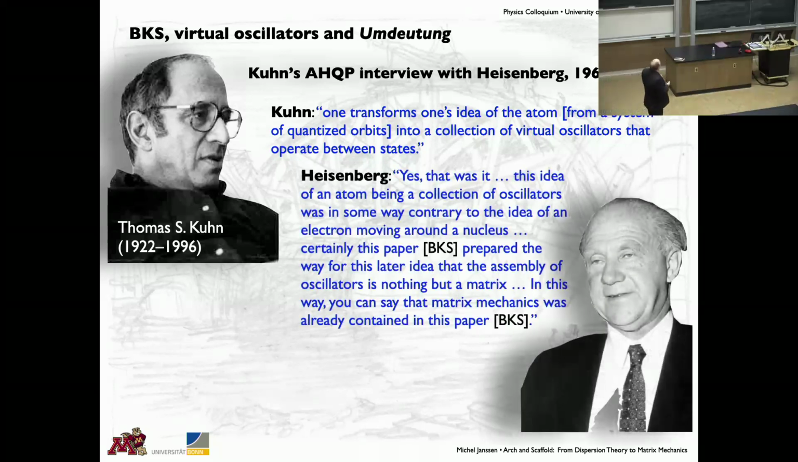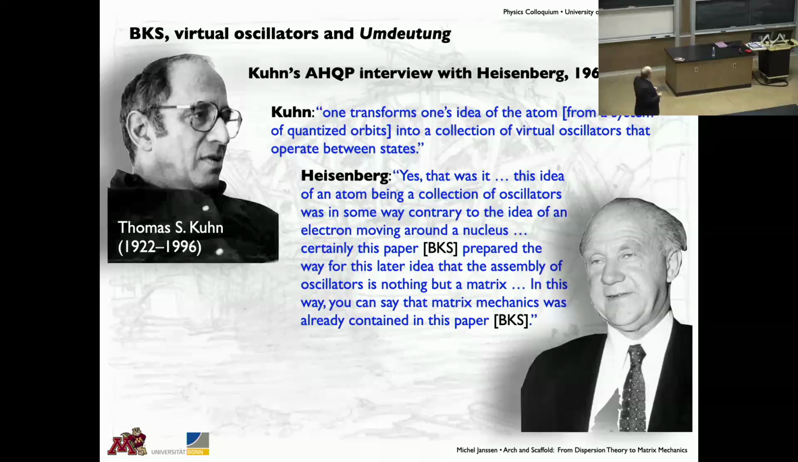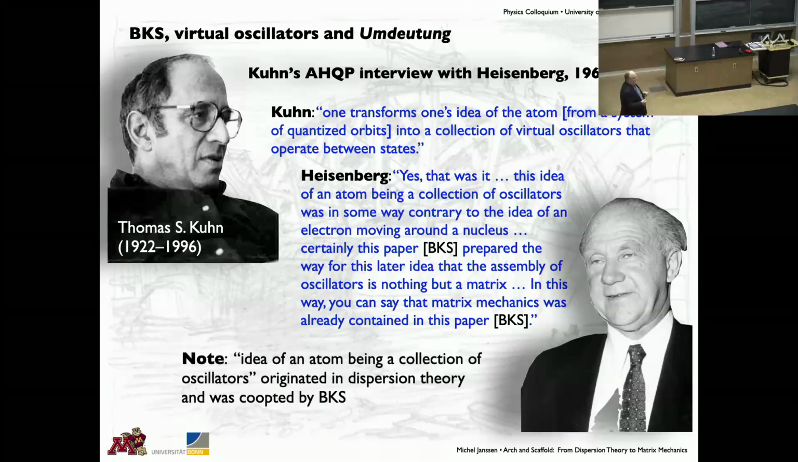Yes, that was it. This idea of an atom being a collection of oscillators was in some way contrary to the idea of an electron moving around the nucleus. Certainly this paper, BKS, prepared the way for this later idea that the assembly of oscillators is nothing but a matrix. But in this way, you can say that matrix mechanics was already contained in this paper. Right? But again, I'll point out that the idea of an atom being a collection of oscillators is not specific to BKS, right? That came from, once again, dispersion theory.